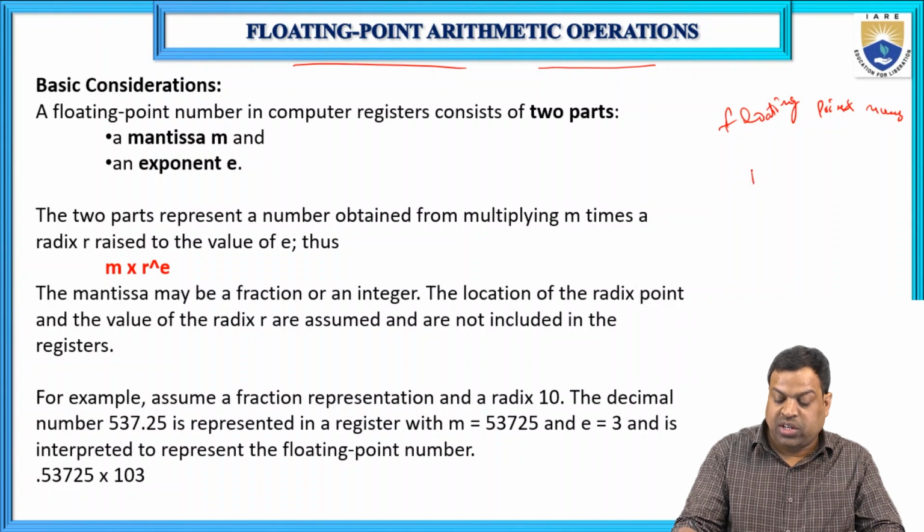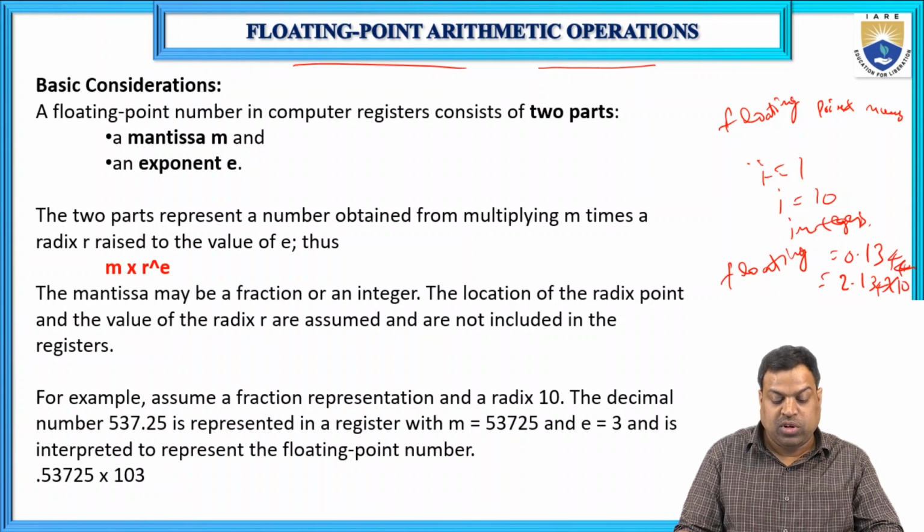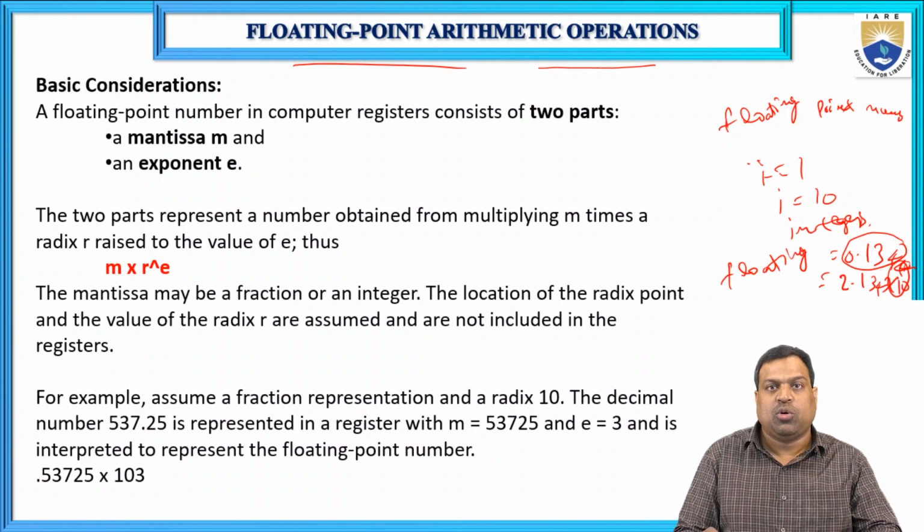Suppose I equal to 1, I equal to 10, like this. These are integers. When we go for floating point, we have 0.134 or 2.134 into 10 power 4, like this. So this is one example of floating point. Here we have the mantissa and the exponent also. Here only the mantissa is there, and here we have the exponent also. So we have to consider the mantissa and exponent for floating point arithmetic operations.